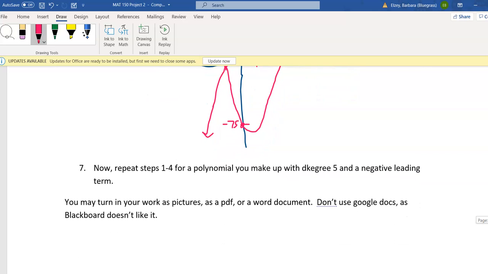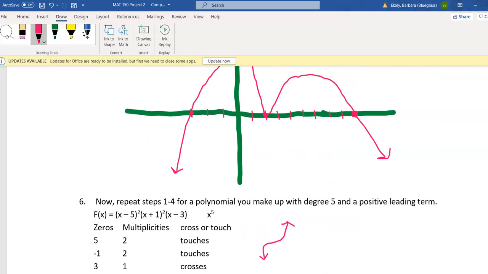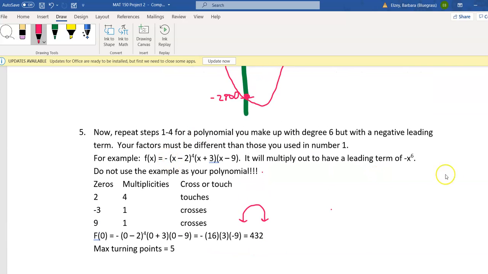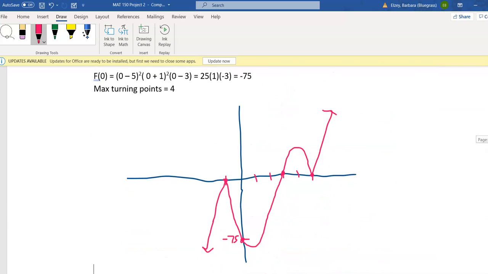Okay, now let's look at the last one. We have to repeat the steps again, but with degree 5 and a negative leading term. So to get a negative in front, we're going to put a negative in front of the whole polynomial like we did up here. All right, so we need degree 5 and a negative out front.